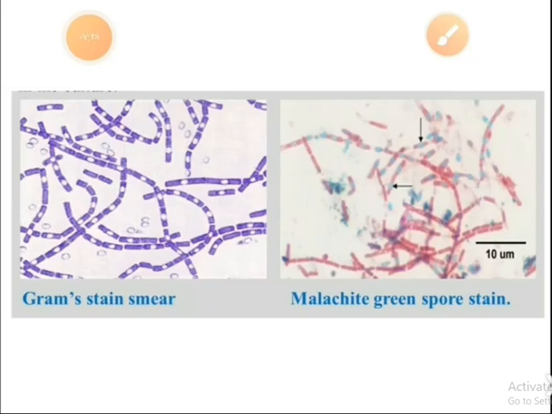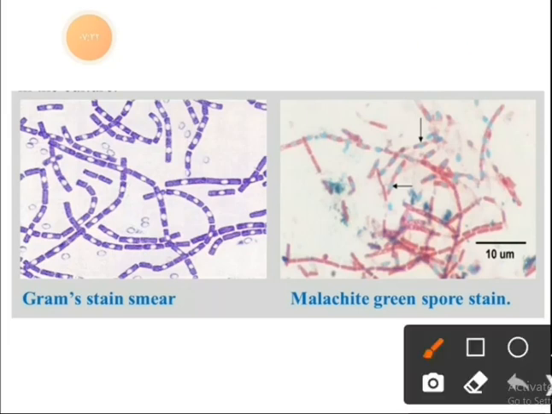This slide is showing the Gram stain microscopical appearance of the genus Bacillus. We will see that the bacilli are gram-positive, and there is an empty, unstained space inside the bacillus, which forms the site of the spore. They are arranged in chains, and the microorganism is rectangular in shape.